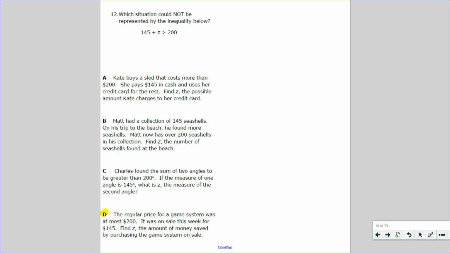Number 12, which one cannot be represented by this? Cannot. Kate buys a sled that costs more than 200. Ooh, this symbol means more or greater. She pays $145 in cash and uses her credit card for the rest. Find Z, the possible amount Kate charges. That's correct. That's the same thing. Matt has a collection of 145 seashells. On his trip, he found more, plus C more. Now he has over. Over means more. Charlie found the sum of two angles to be greater than. This means a greater than sign. If the measure of one is 145, what is Z?